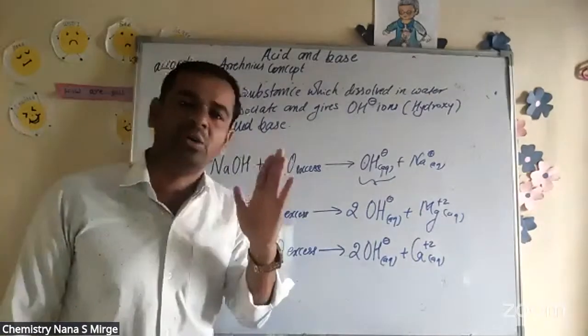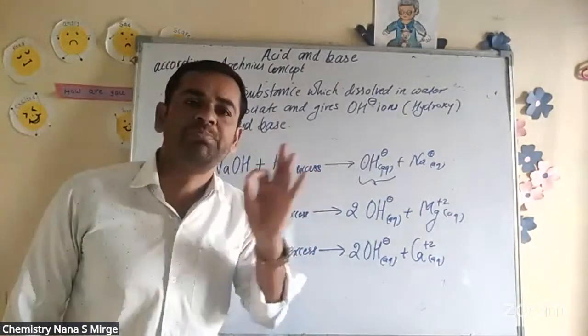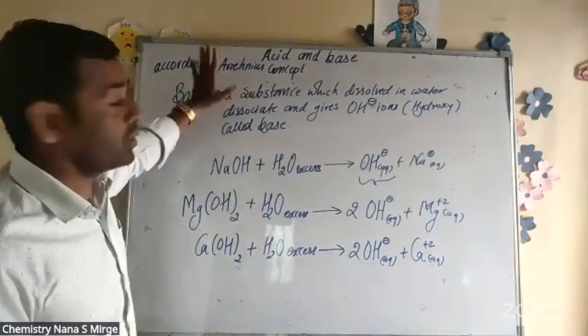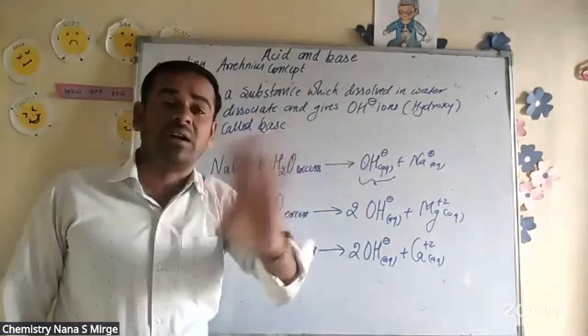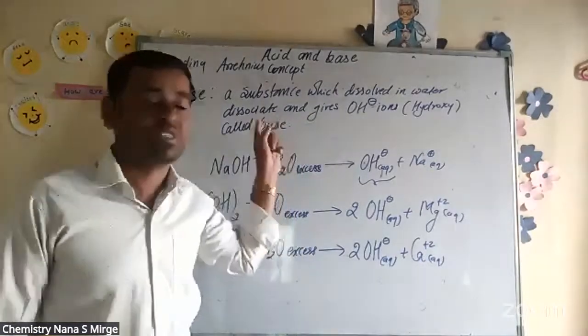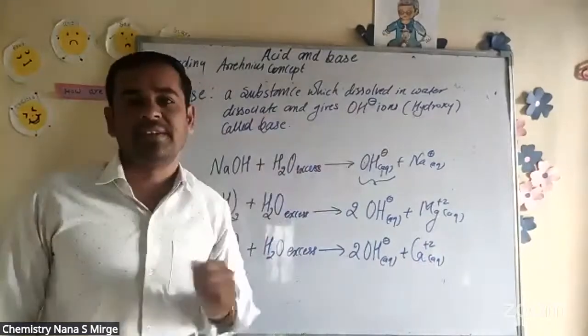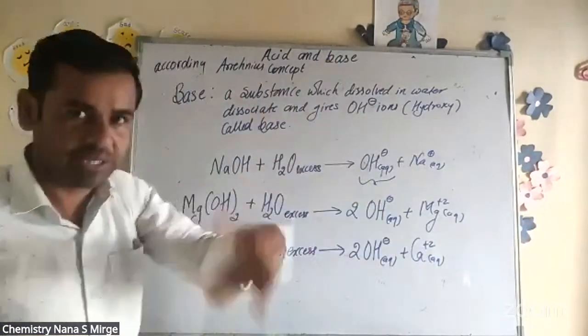Yes, NH3 is also a base, but NH3 is a base according to the Lewis concept, not the Arrhenius concept. According to the Arrhenius concept, it is not a base; it is a base according to the Lewis concept. वो Lewis की concept है, वो हम इसके बाद देखेंगे.